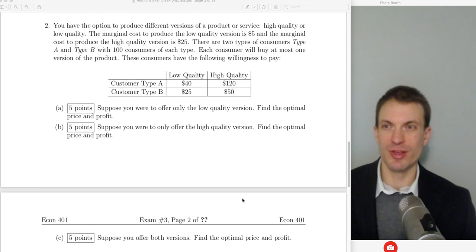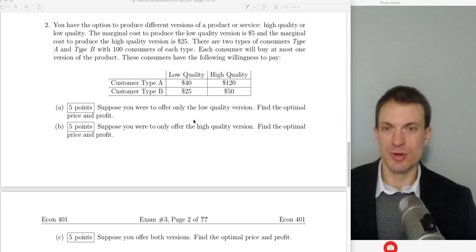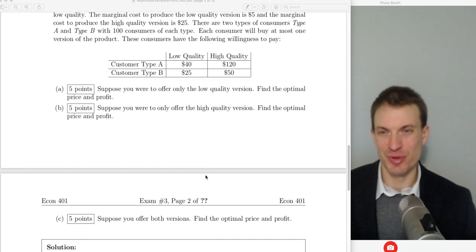So suppose you have the option to produce different versions of the product, high quality or low quality. Marginal cost of low quality is 5. Marginal cost of high quality is 25. Two types of consumers, 100 of each type. Suppose you only offer the low quality version. Suppose you only offer the high quality version. Suppose you offer both. What do you want to do?